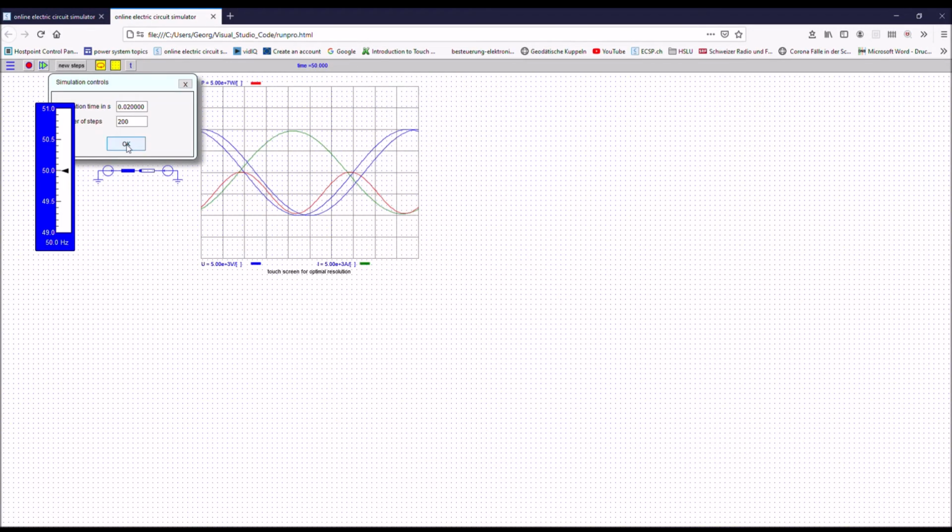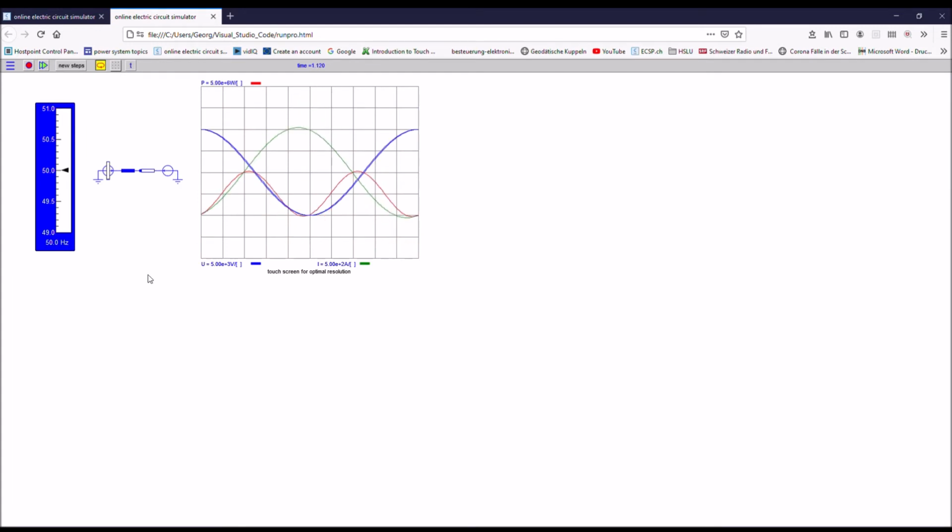Let's run it. You can see now how the level of the torque is changing randomly every second. And you see how this affects the phase angle between the grid and the power generator.